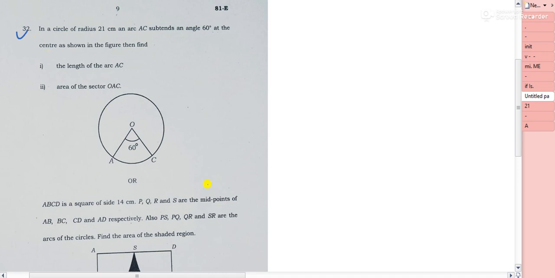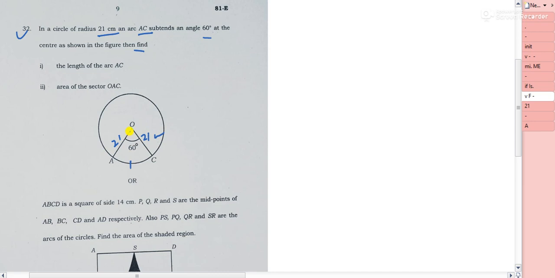So what have they given here? In a circle of radius 21 centimeter, an arc AC, okay, you can see it here in the figure, subtends an angle 60 at the center as shown in the figure. Then find the length of arc AC, okay, and area of sector OAC. Okay, so these are the two questions. Okay, two sub questions. So the radius given is 21.